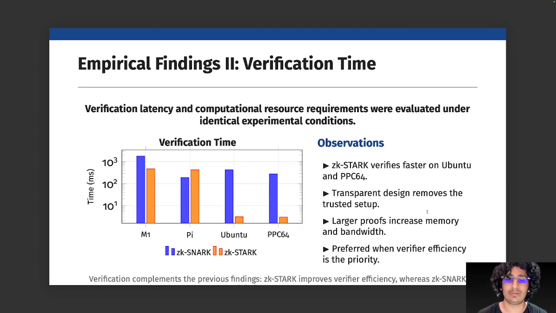Verification results. Verification showed the opposite trend. Our implementation found that ZK-STARKs verified proofs faster across multiple platforms. Although STARK proofs are larger, their transparent hash-based design results in faster verification in our implementation. This highlights an important point: real-world implementation choices can significantly affect practical performance.